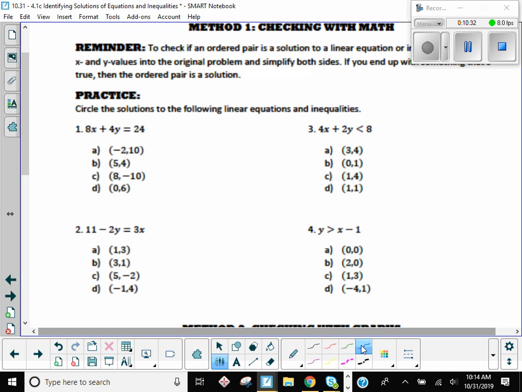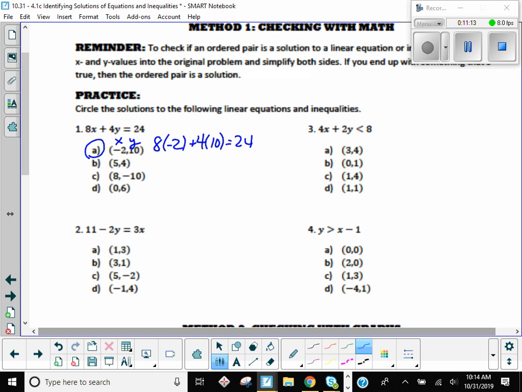So for 1A, we were going to check all of them. It'll go real fast. So for X and Y here, to check if it's a point or a solution to that equation, we're going to plug it in. Okay. So for A, what am I putting in for X? Negative 2. What am I putting in for Y? So that's negative 16 plus 40. Does that equal 24? Yes. So I would circle that as a solution. There might be more than one.